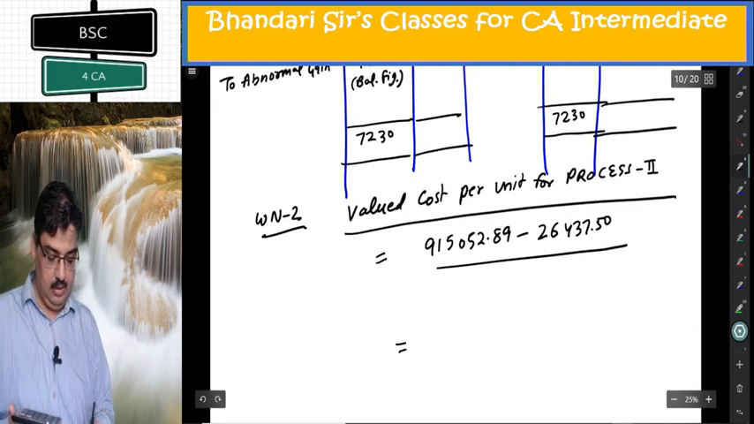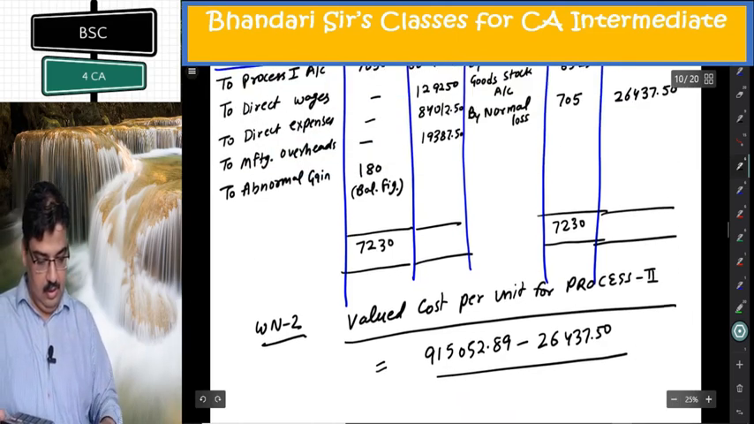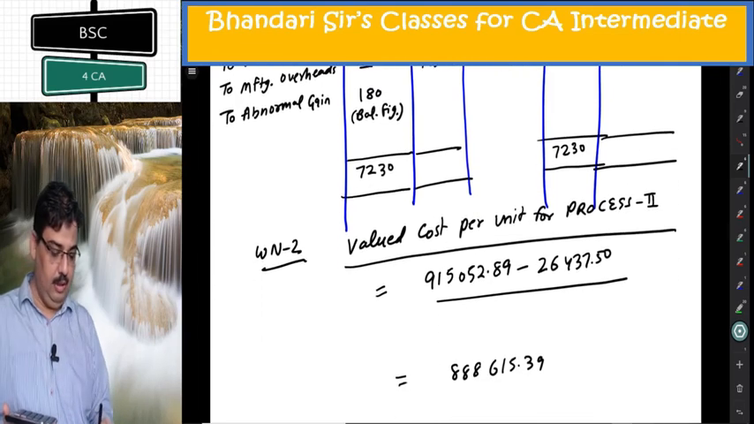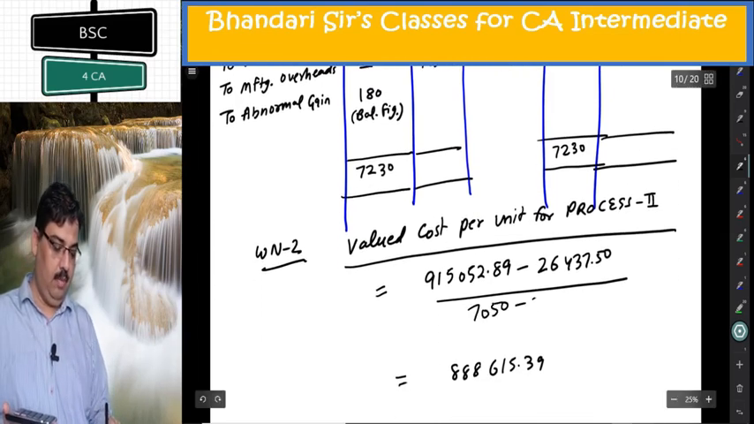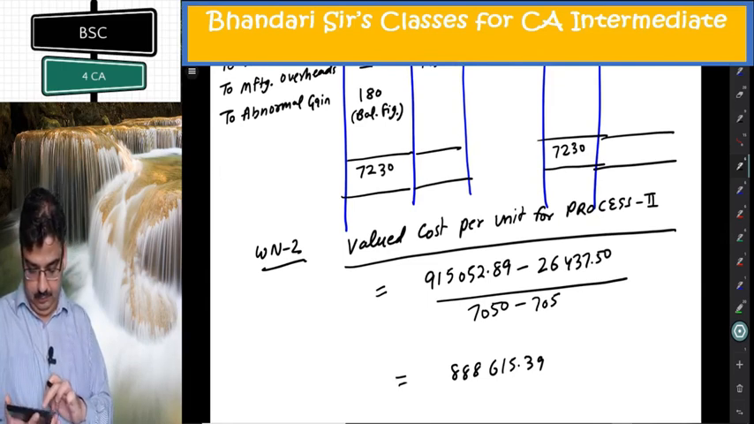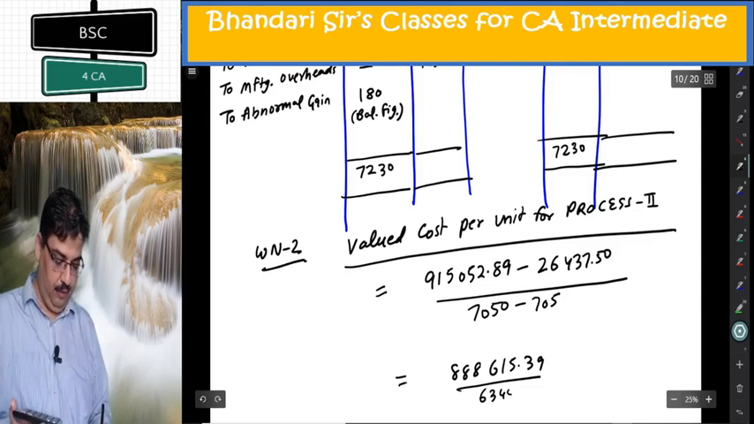What I get there is 888615.39. In the denominator, 7050 minus 705, I get 6345.